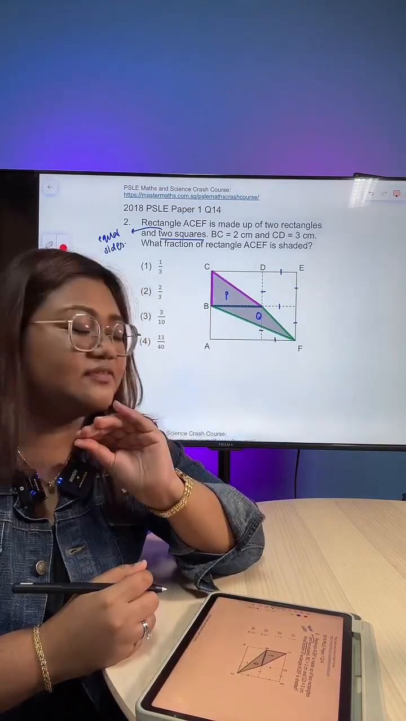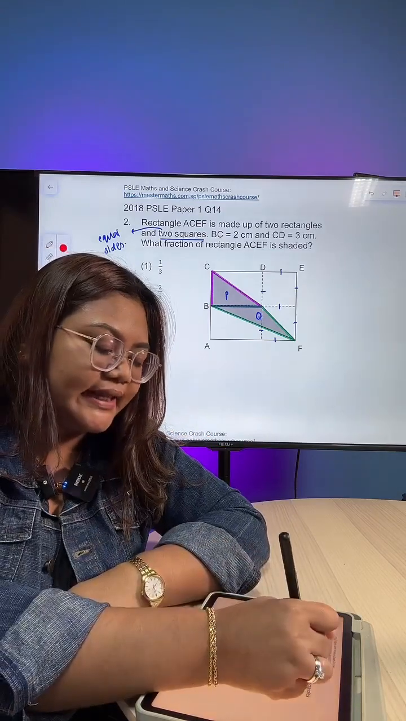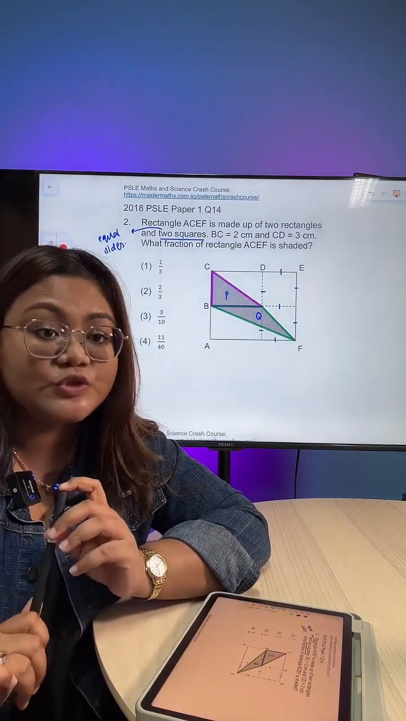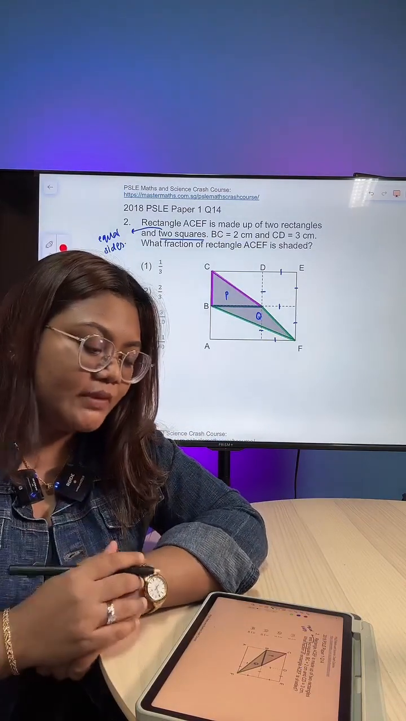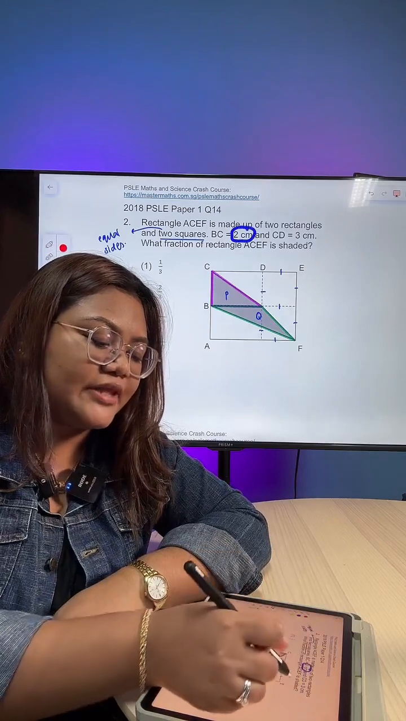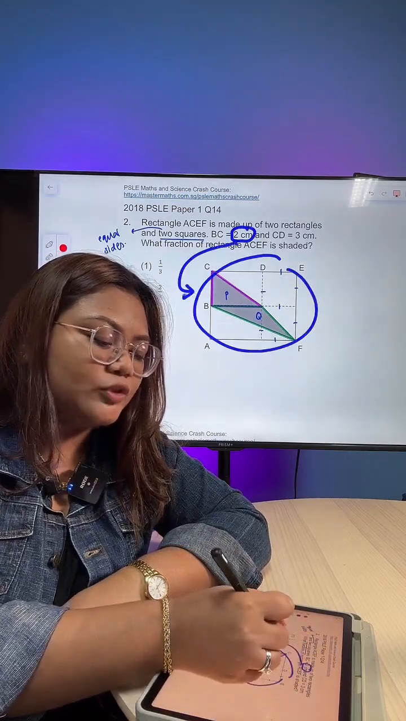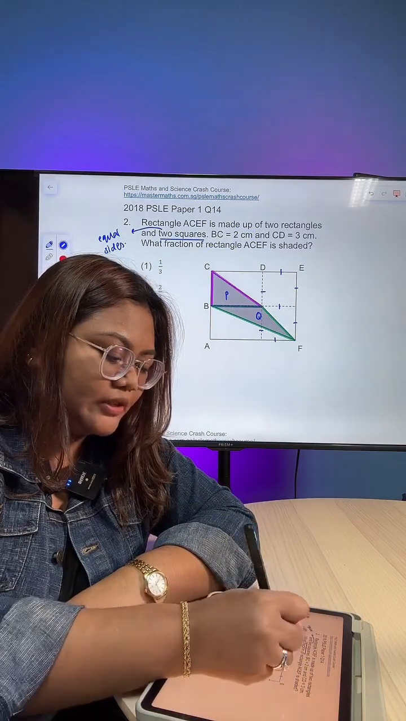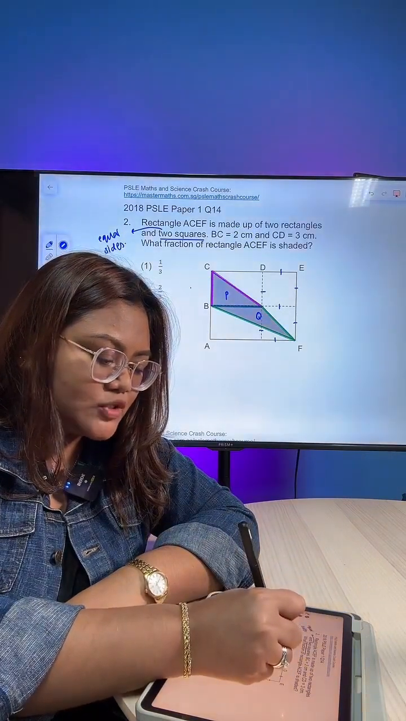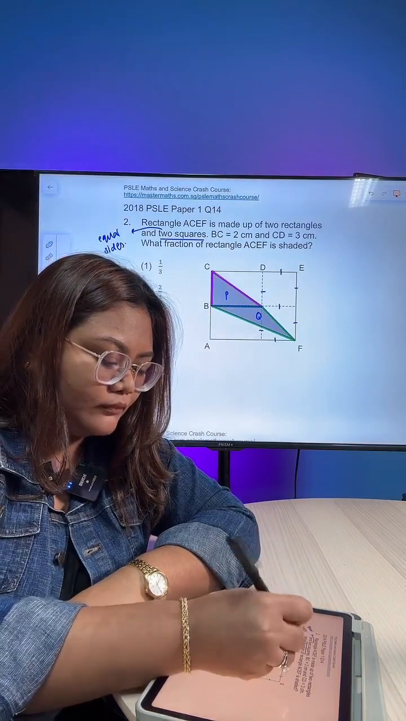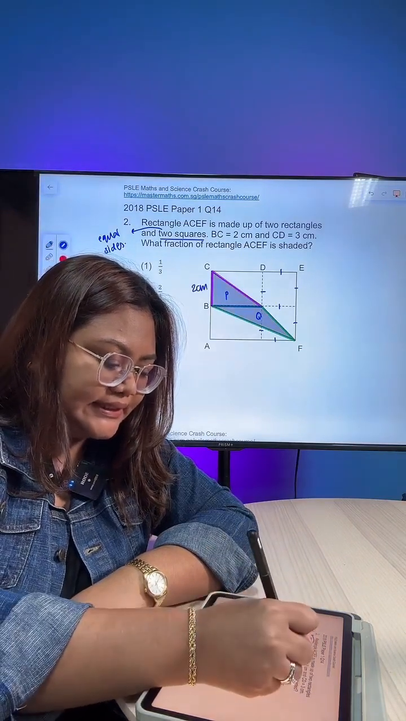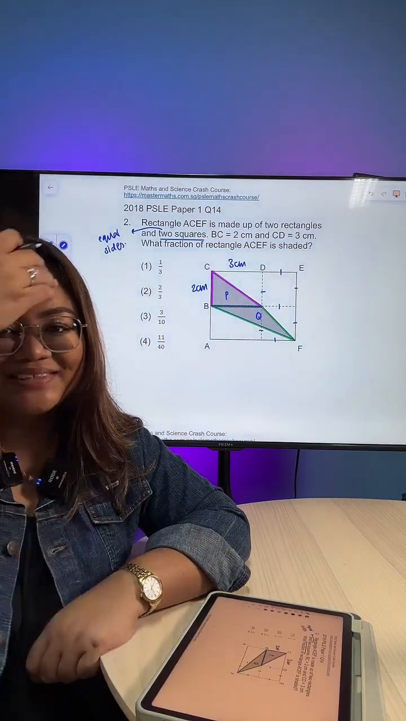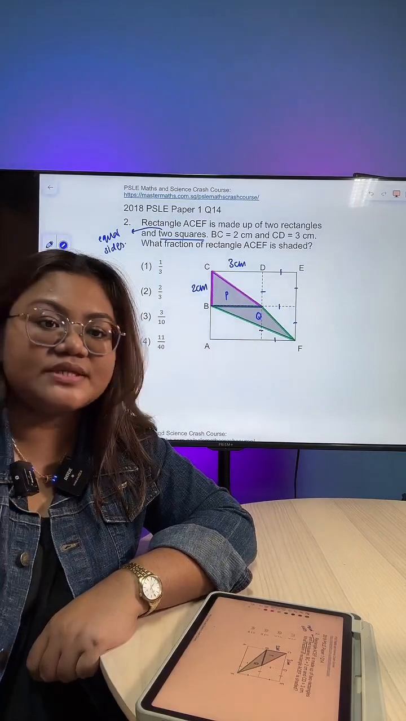Alright? And then the second thing is very simple. In the next line, they say BC is 2 cm, CD is 3 cm. So I'm pretty sure in school, all your teachers have told you the same thing. If you see information and you see diagram, put it into the diagram. Right? So that's what we're going to do. Put all the information into the diagram. BC is 2 cm and CD is 3 cm. Okay? So BC is 2 cm, CD is 3 cm.